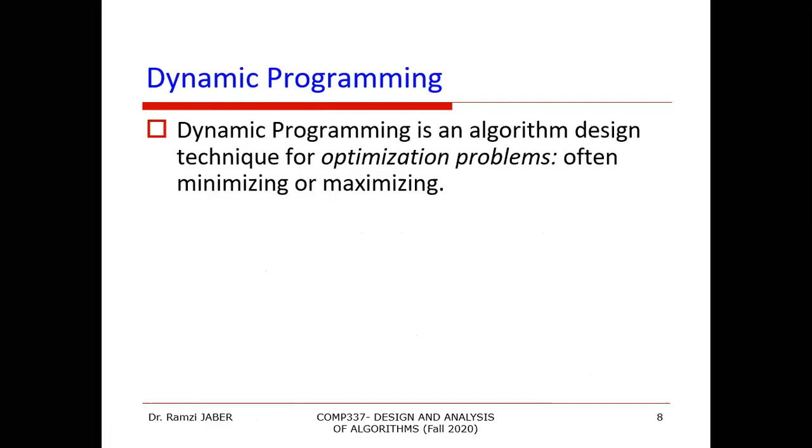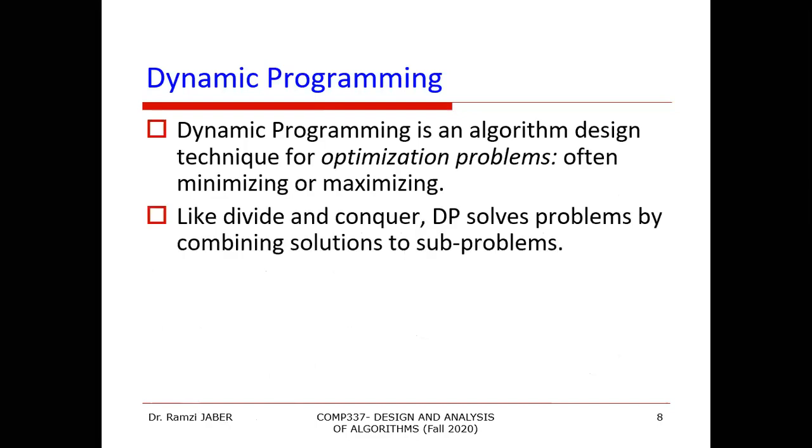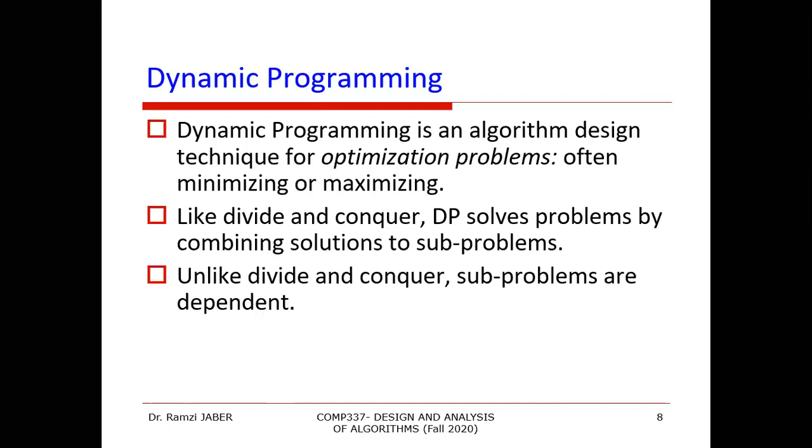Okay? Whereas dynamic programming is an algorithm design technique for optimization problems, often to minimize or maximize. Like divide and conquer, dynamic programming solves problems by combining solutions to subproblems. Unlike divide and conquer, subproblems are dependent. That's why subproblems may share subproblems.